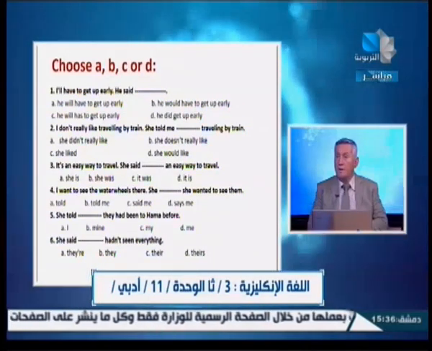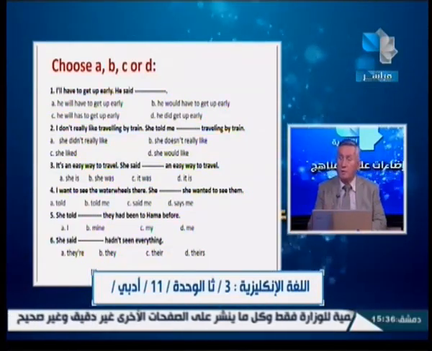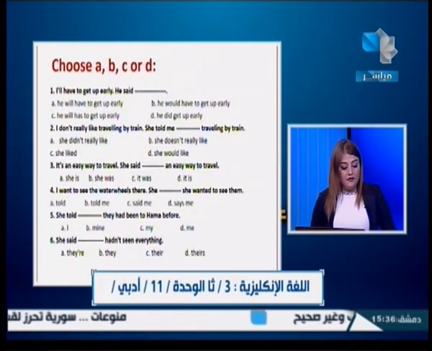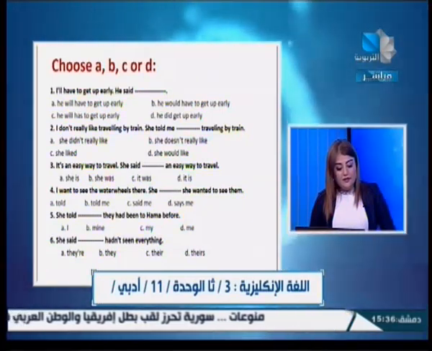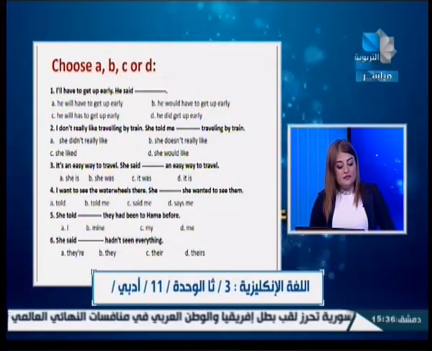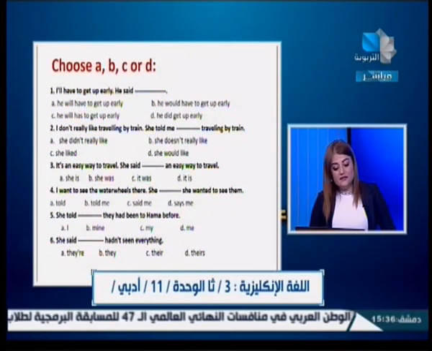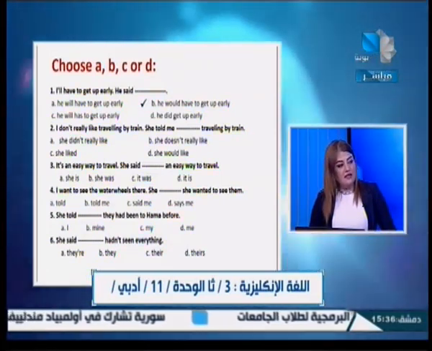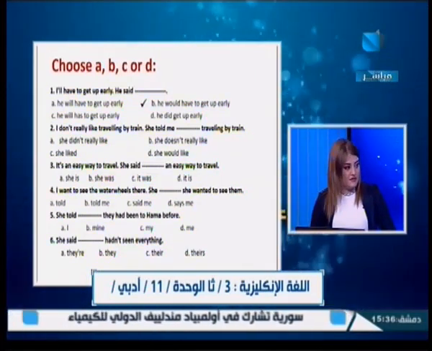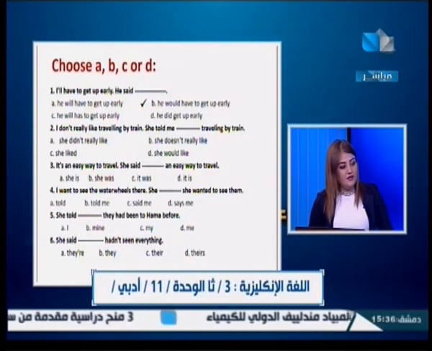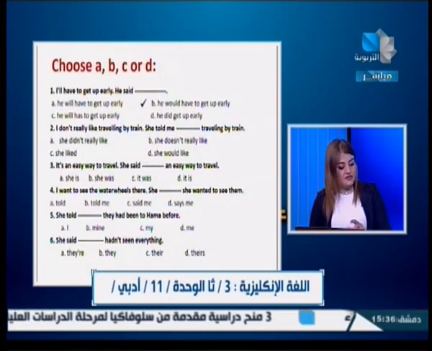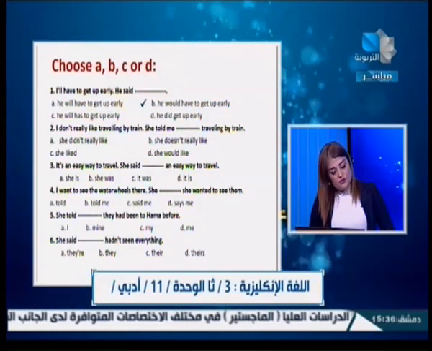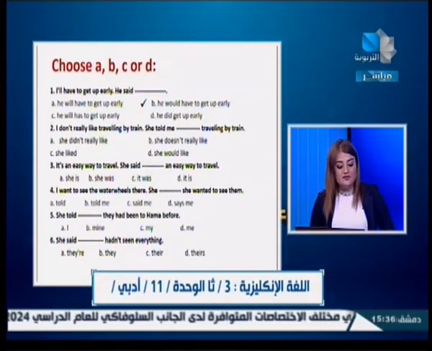Good. We come to the exercise. Choose A, B, C, or D. Number 1, I will have to get up early, he said. A, he will have to get up early. B, he would have to get up early. C, he will has to get up early. D, he did get up early. Since it's not direct speech, we are going to change the tense of the verb and the pronoun. So I becomes he, will becomes would. The correct answer is B, he would have to get up early.